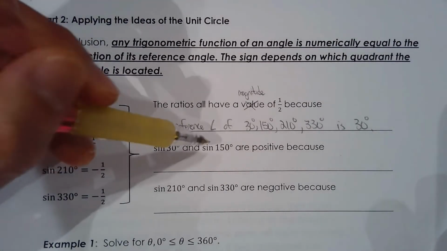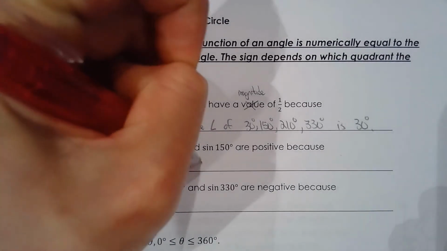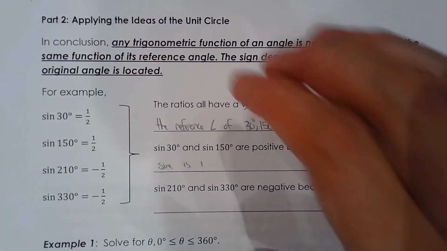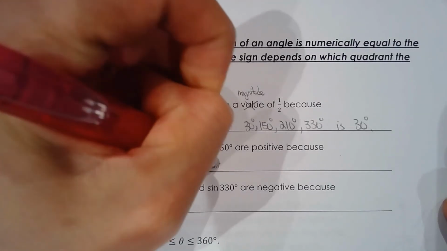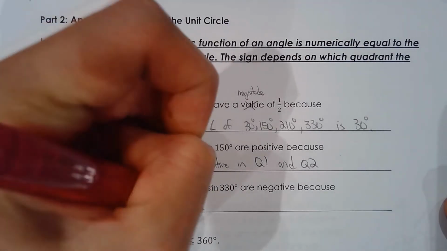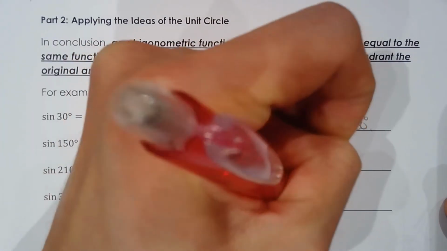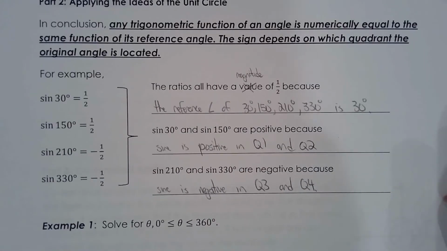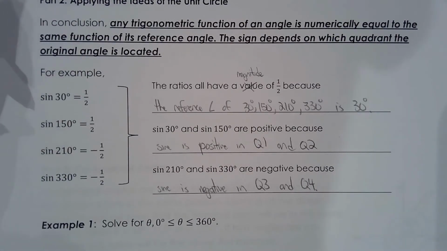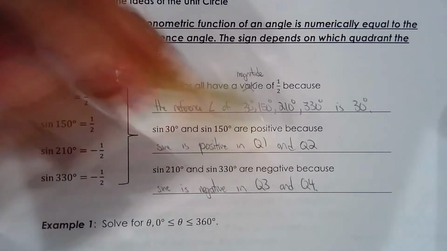Now, sine 30 and sine 150 are positive because sine is positive in quadrant 1 and quadrant 2. Sine is negative in quadrant 3 and quadrant 4. Remember, it makes perfect sense because sine is defined as the y-coordinate of the point on a unit circle, so positive in quadrants 1 and 2, negative in 3 and 4. All right, let's do some math now.